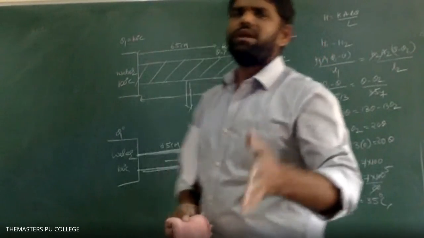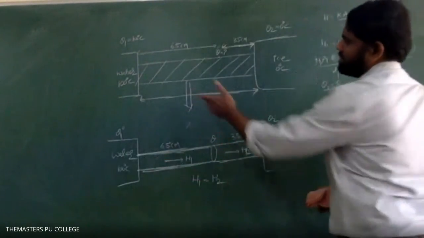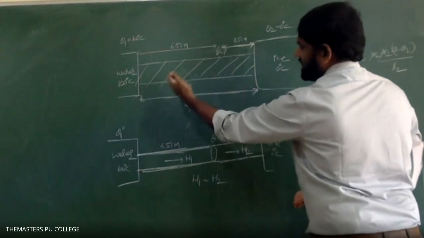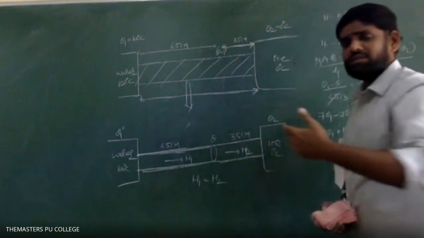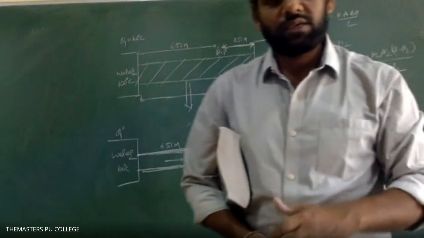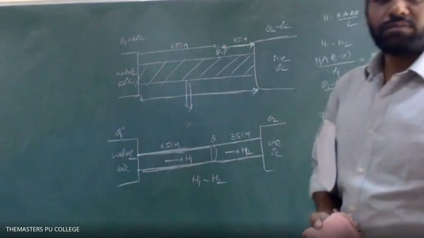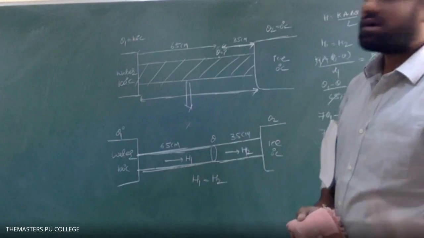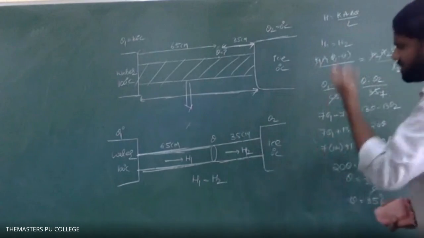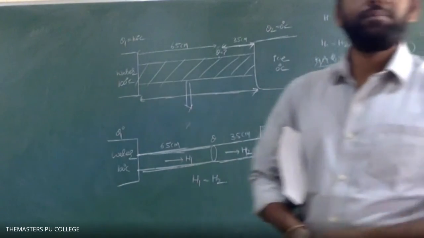Or else simply we can equate the temperature gradient also. Heat flow is the same in steady state, which means temperature gradients will be same. That is also fine. So once you practice with that, then you can go for those shortcuts. But based on the concept, this is okay.